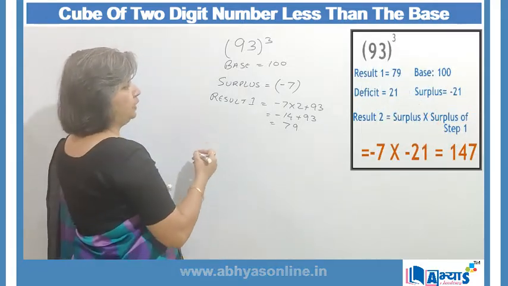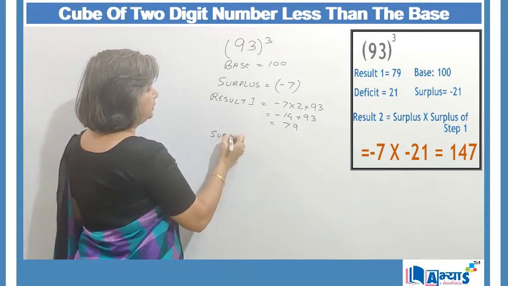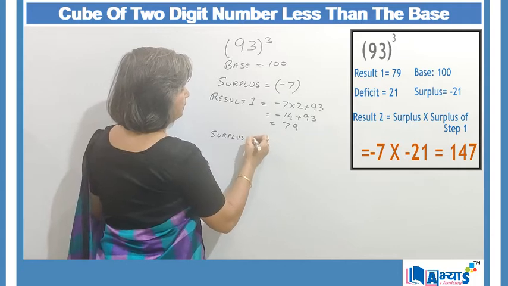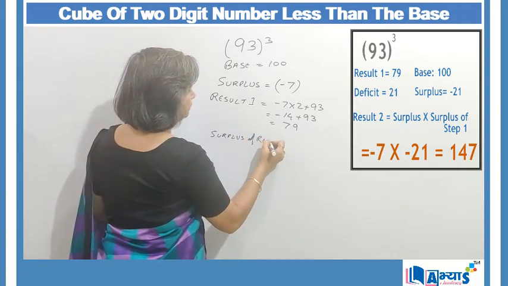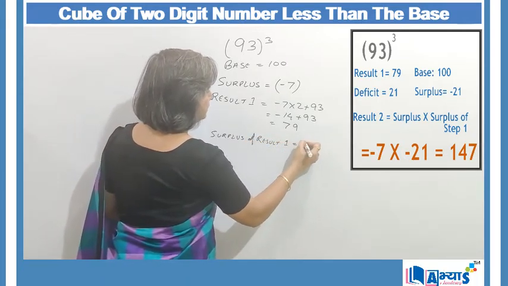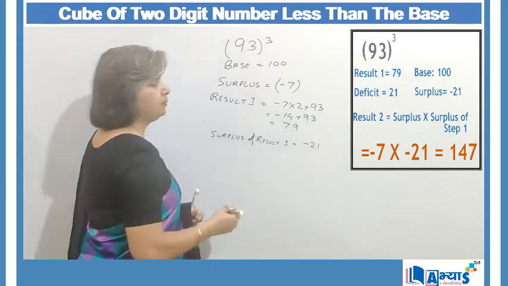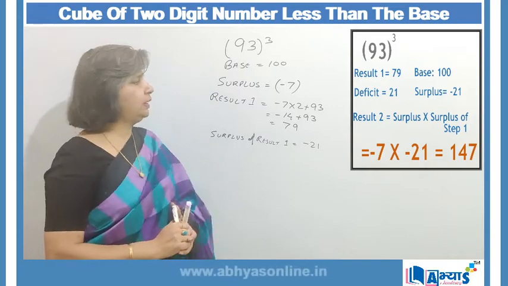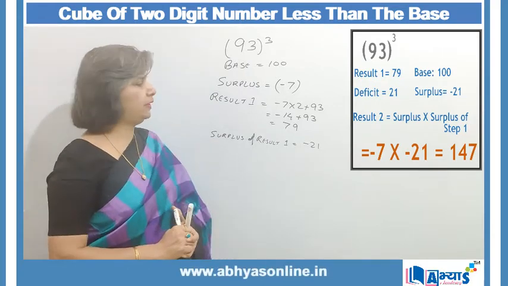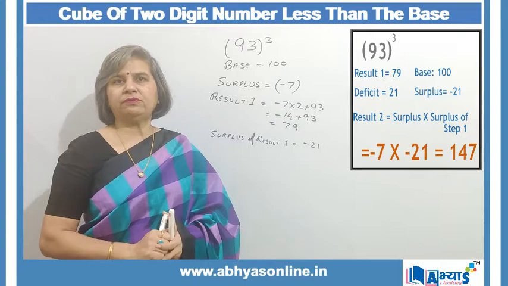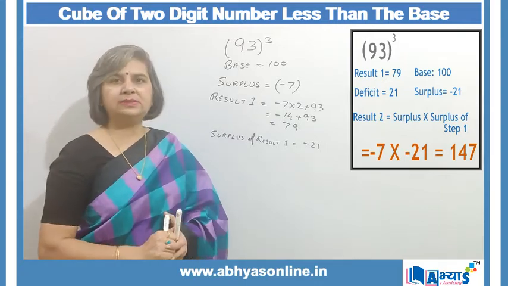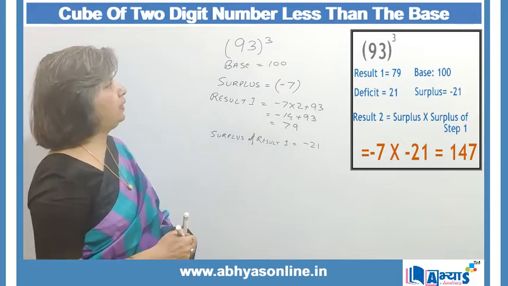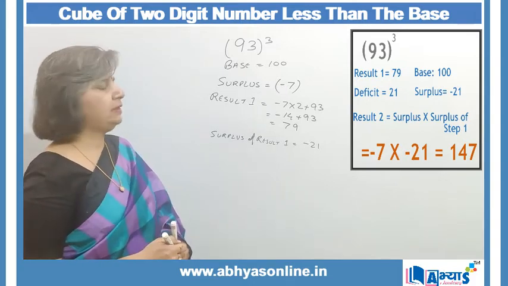In step 2, I will find the surplus of result 1, that is minus 21. That means I am trying to find a number which when added to 100 will give 79, because result 1 is 79 and the surplus of result 1 is minus 21. Because whenever we add minus 21 to 100, I will get 79.